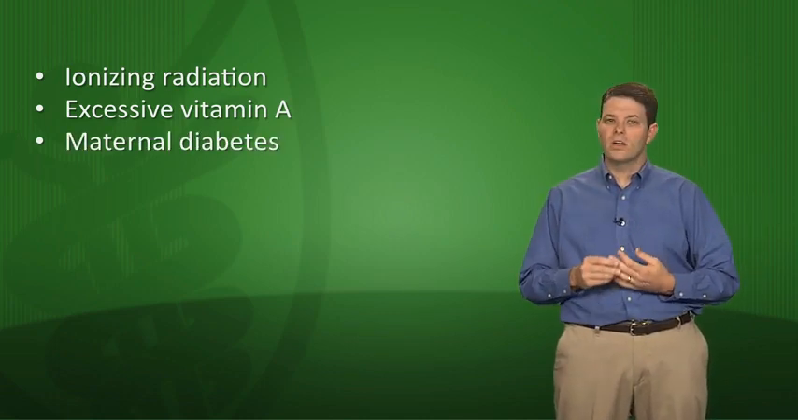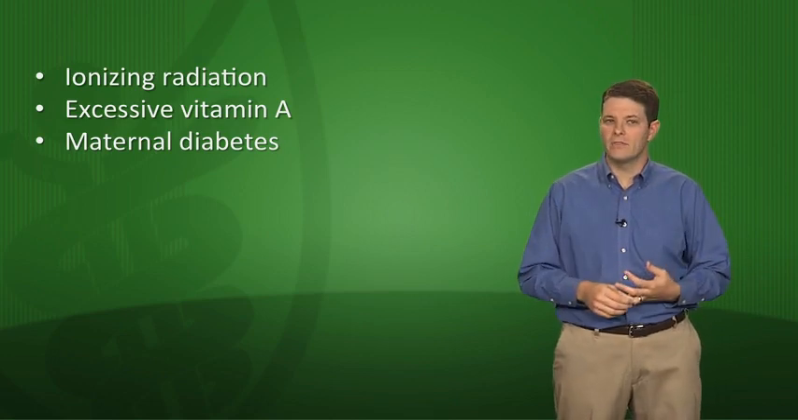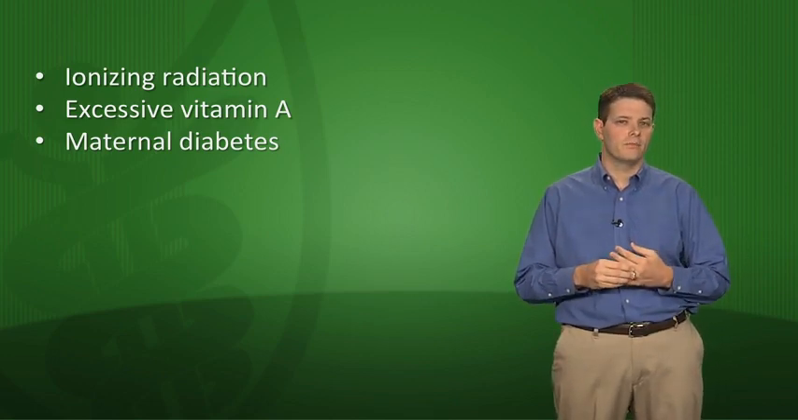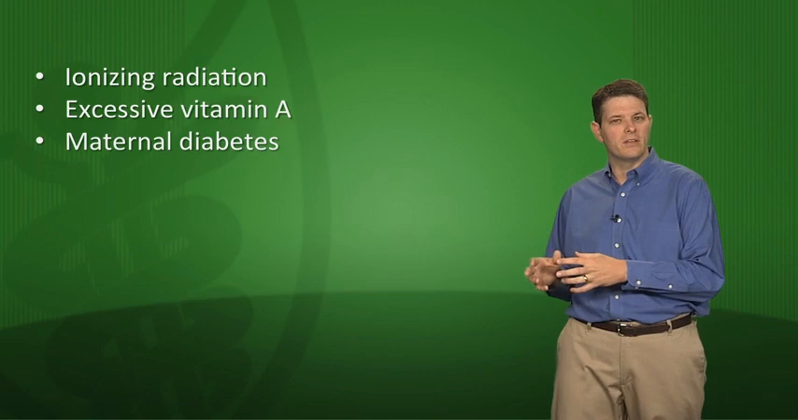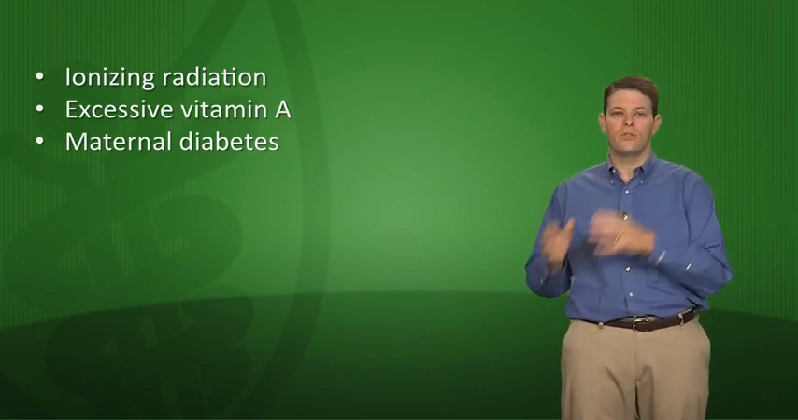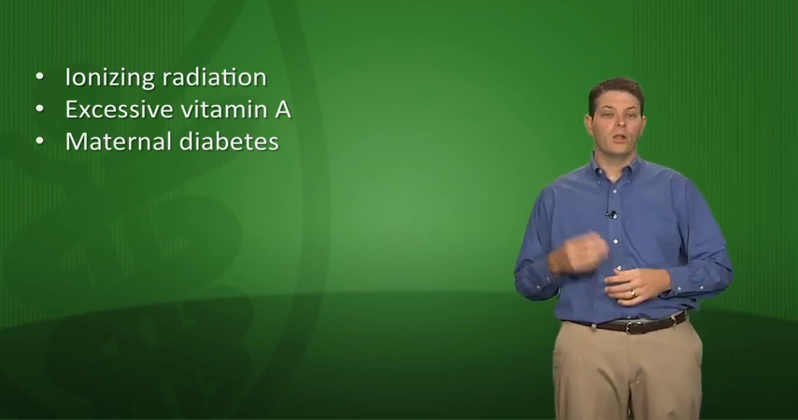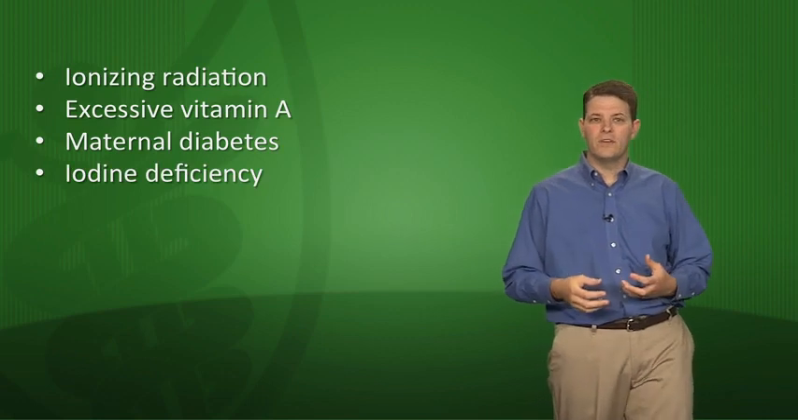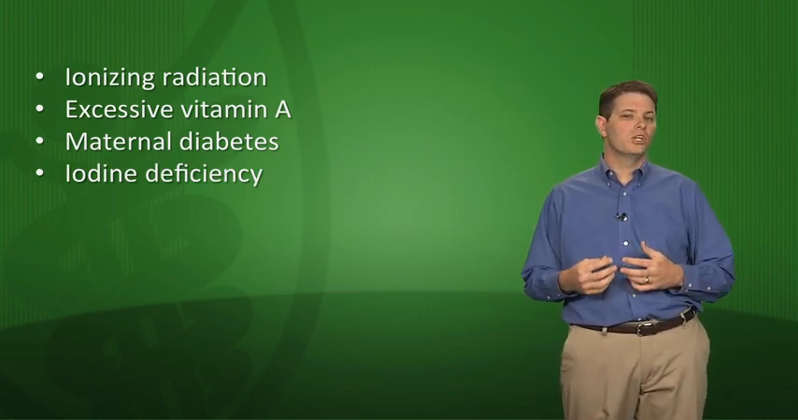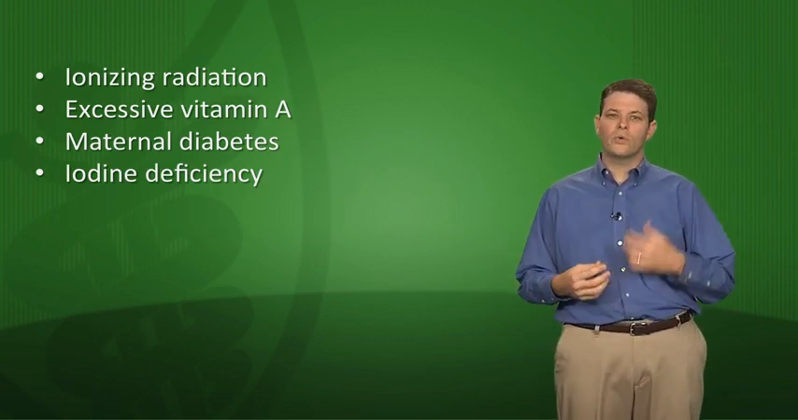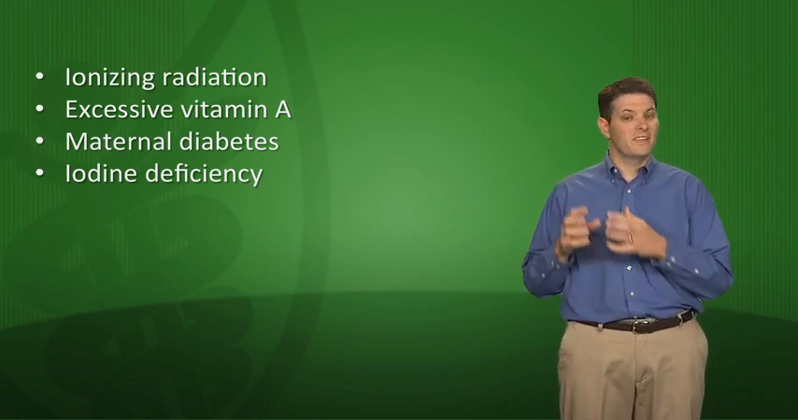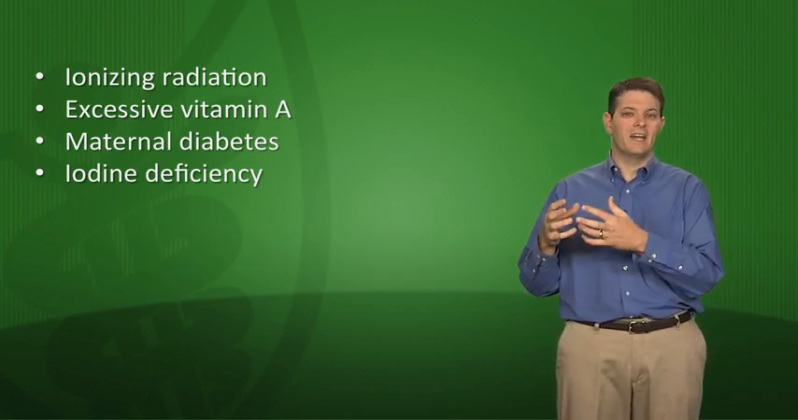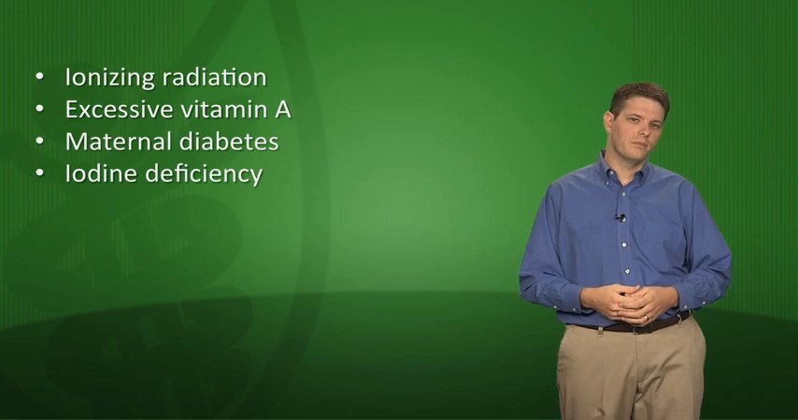Maternal diabetes can cause all sorts of problems like cardiac defects. We're going to talk about that in the cardiology section. Now, we're not talking about gestational diabetes, but women with pre-existing diabetes who then become pregnant. And then along the same lines, maternal iodine deficiency can cause the baby to be born with congenital hypothyroidism, which we call cretinism. Now, in this case, it's not the iodine that's teratogenic, it's the iodine deficiency that causes problems.